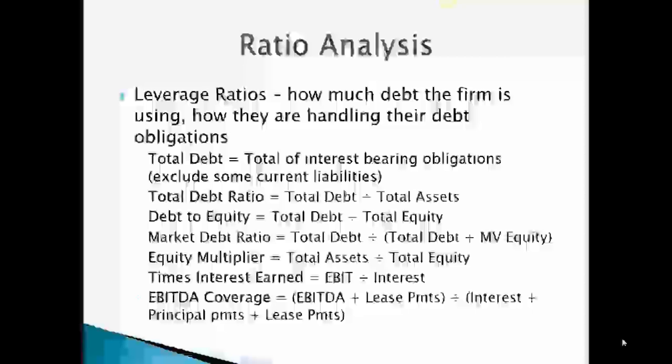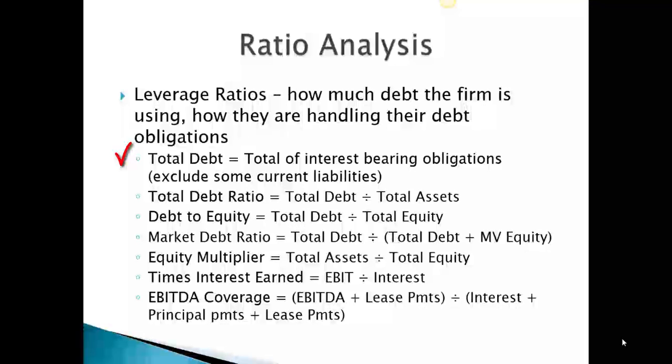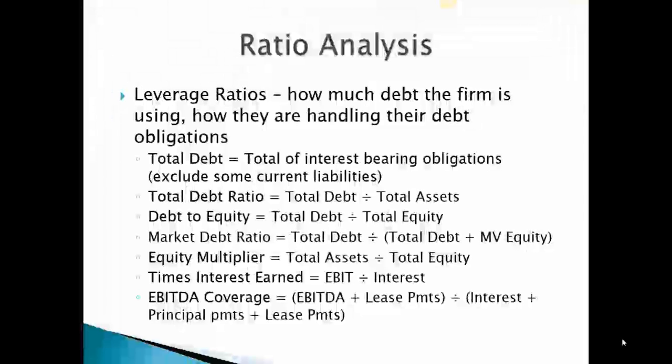So first, let's take a look at a definition of total debt. We're going to look at the total of all interest-bearing obligations. So all liabilities that have some interest associated with them. So clearly any bank loans or bonds would be included. Notes payable would be included. But specifically, there are some current liabilities that would not be lumped in as part of total debt. So things like accounts payable and any accruals would not be included. So anything that doesn't have a specific interest obligation attached to it, we would not include.